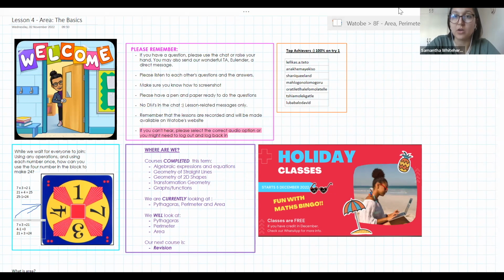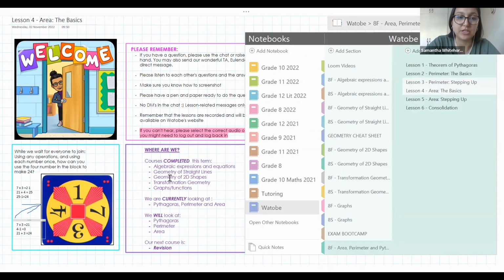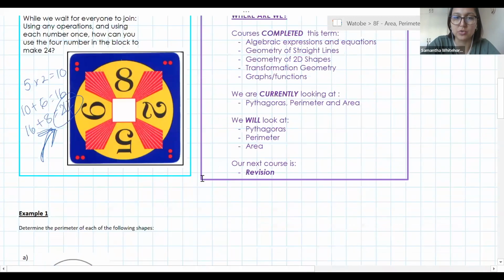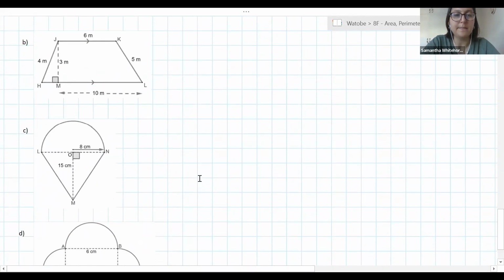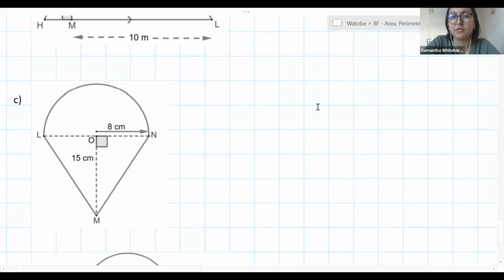We were doing a question that we hadn't finished, and we need to finish that question off, which had to do with, we'll get there, the perimeter of this cone. And I had asked you guys to give it a go and see what sort of answers you came up with. So does anyone want to let me know what answer they ended up getting for this question?